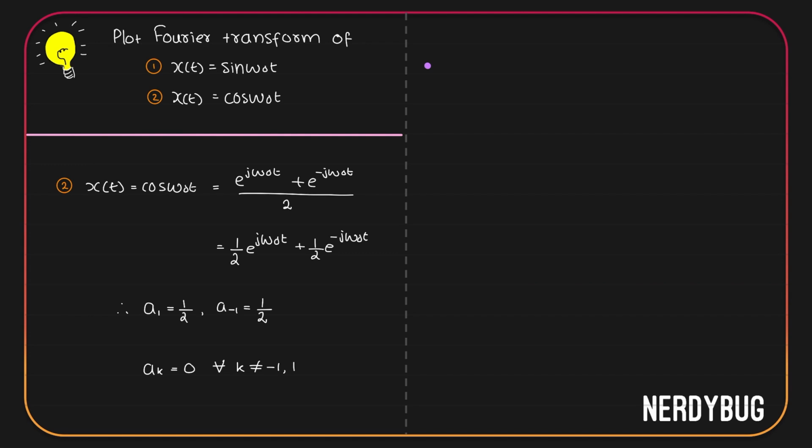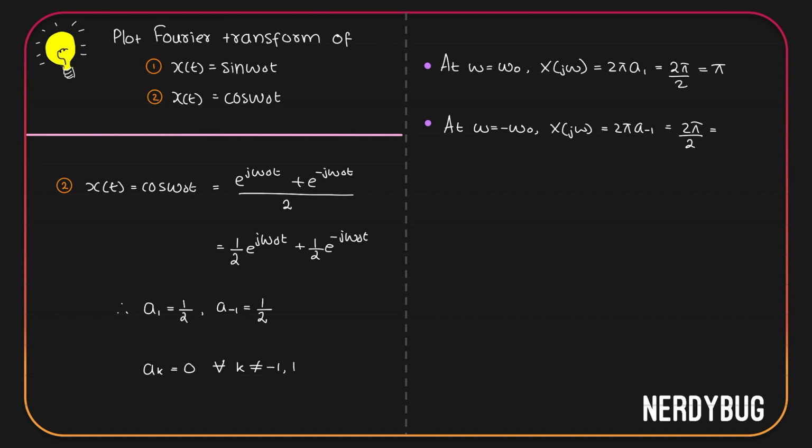Now, when k is equal to 1, omega will be equal to 1 times omega naught. Then X of j omega, according to our definition, will be 2 pi a1. That is 2 pi multiplied by 1 by 2, or 2 pi by 2, we get pi. The same way, at k equals minus 1, omega is minus omega naught and X of j omega will be 2 pi a minus 1, that is 2 pi by 2, or pi.